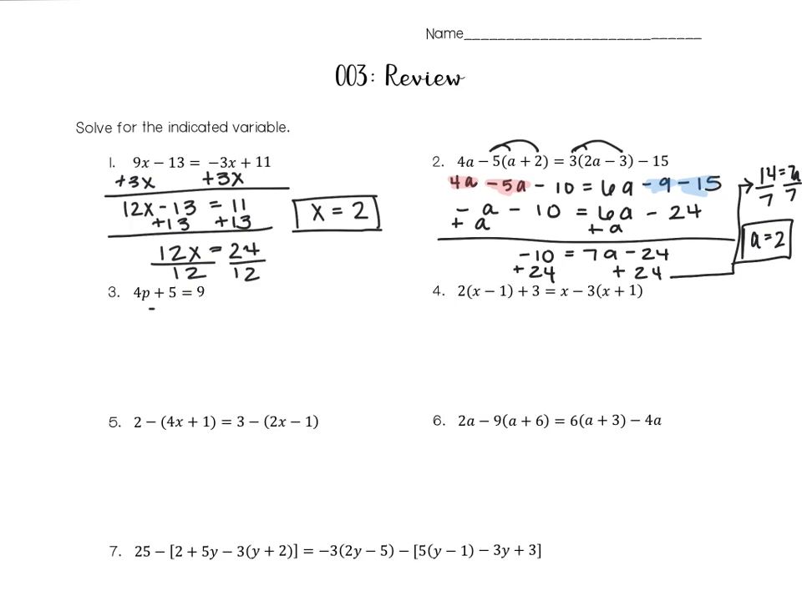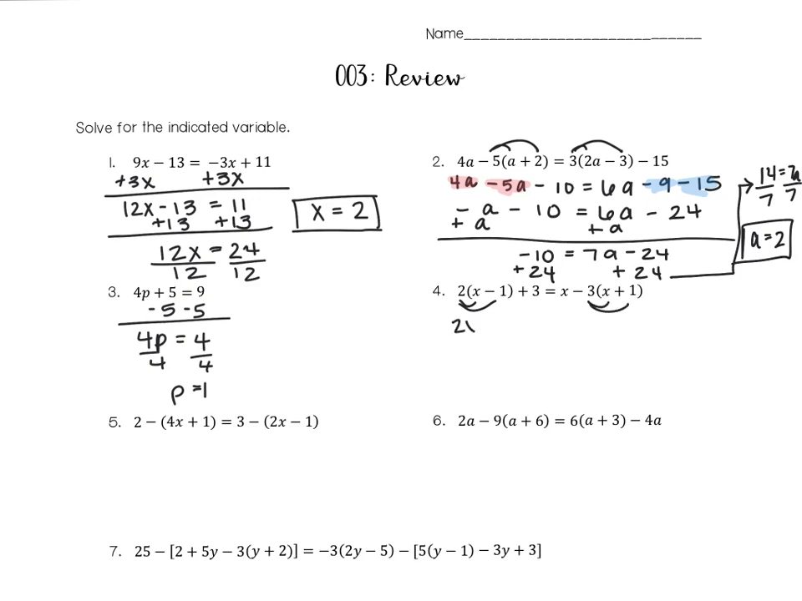For example 3, I would subtract 5 from both sides. 4p equals 4. If you divide both sides by 4, p equals 1. For example 4, we would distribute.